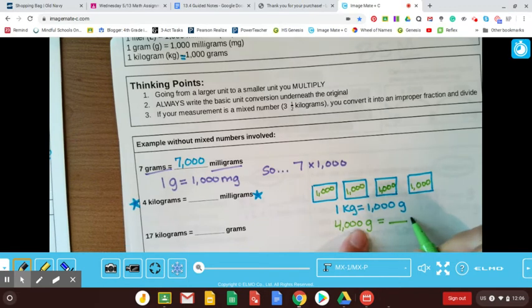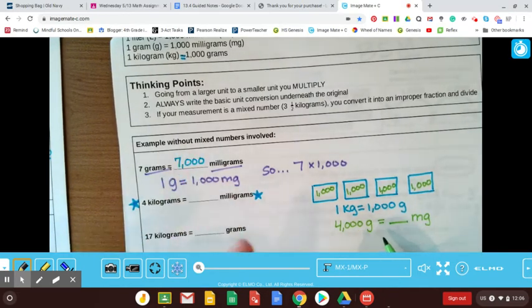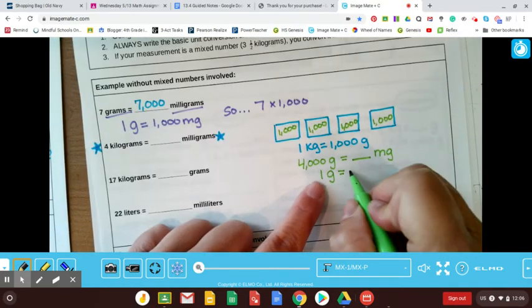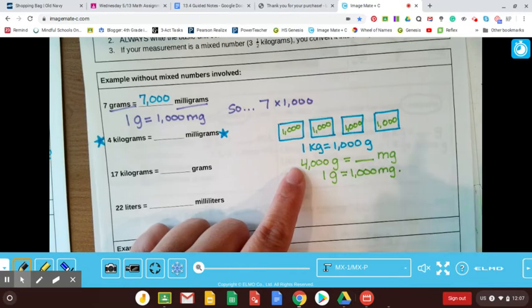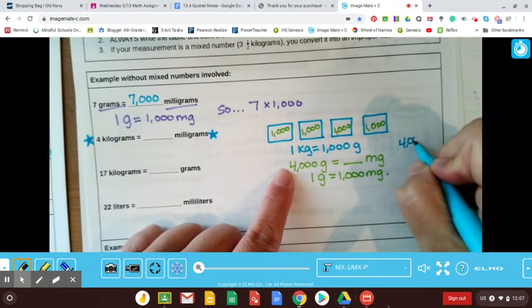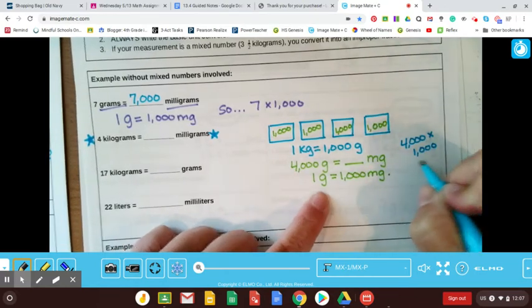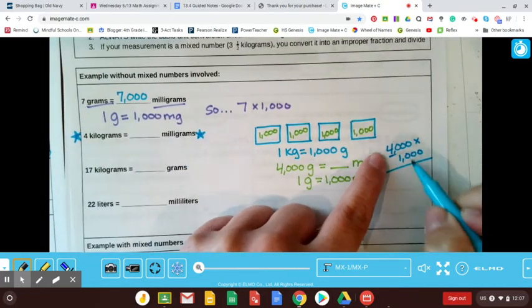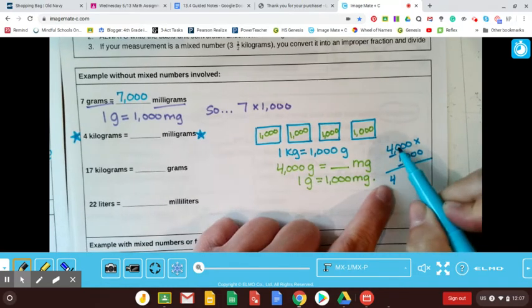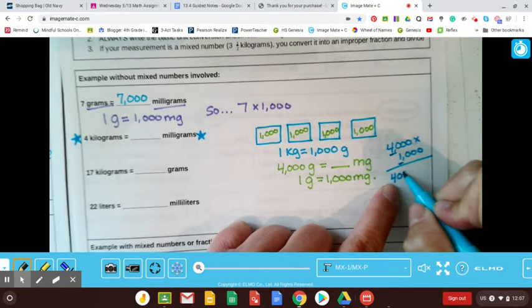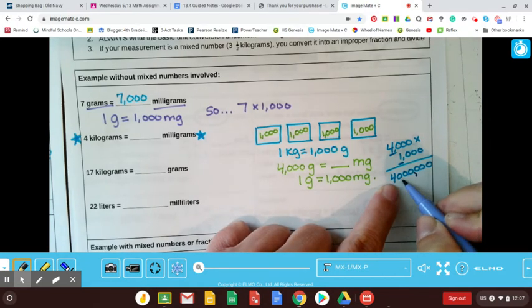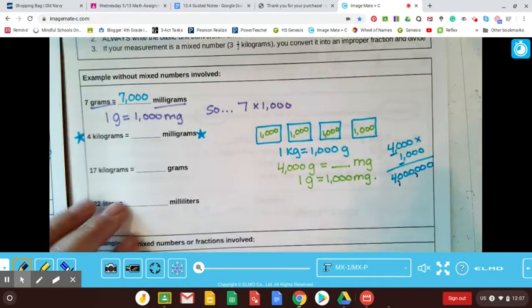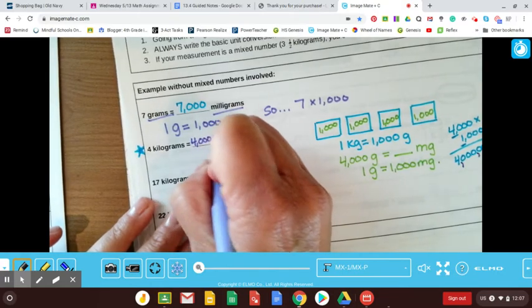Now, can I convert this to milligrams? I sure can. How many milligrams are in a gram? Well, 1 gram, up here if I look, 1 gram equals 1,000 milligrams. So to find out, I just need to multiply these two numbers, right? So 4,000 times 1,000. And it's going to be a pretty big number, right? I can use my basic facts. 4 times 1 is 4. And now I got to count my zeros. 1, 2, 3, 4, 5, 6. So I'm going to put 6 zeros in. Where do my commas go? 1, 2, 3, comma, 1, 2, 3, comma, and I get 4 million. So my answer is 4 million milligrams.